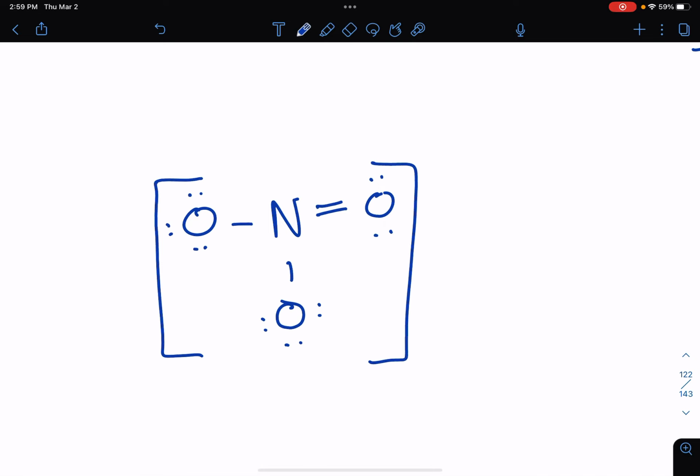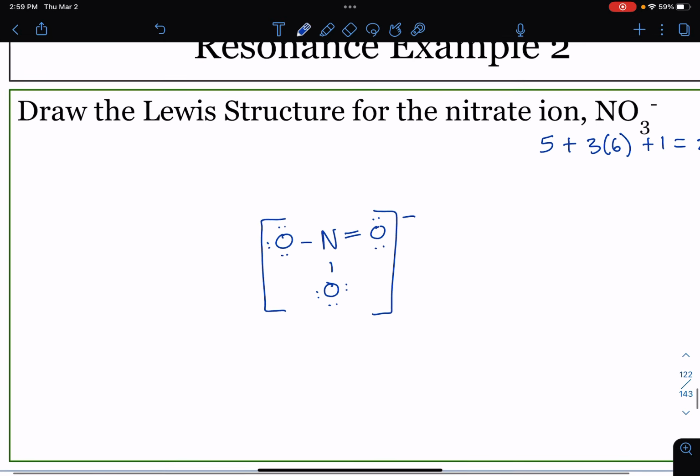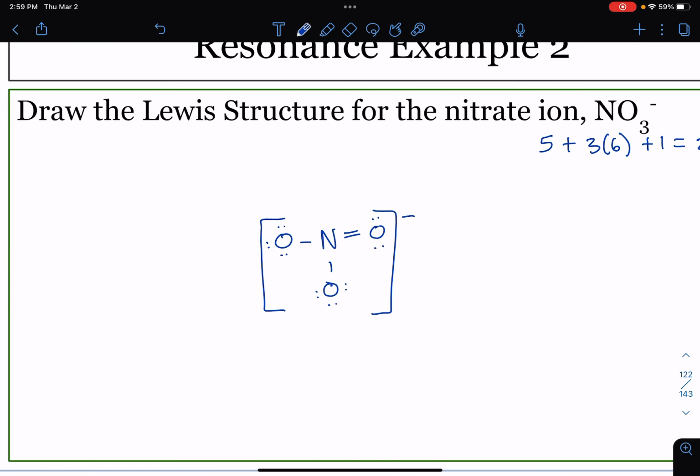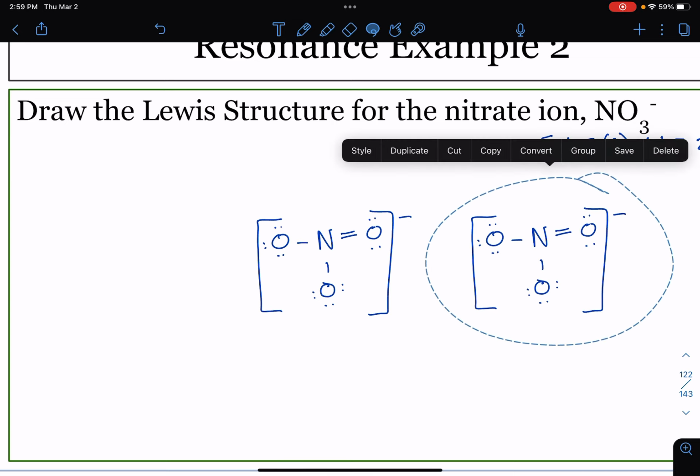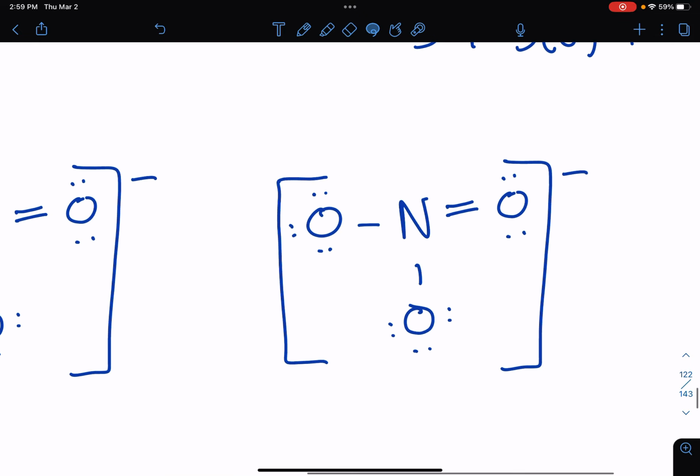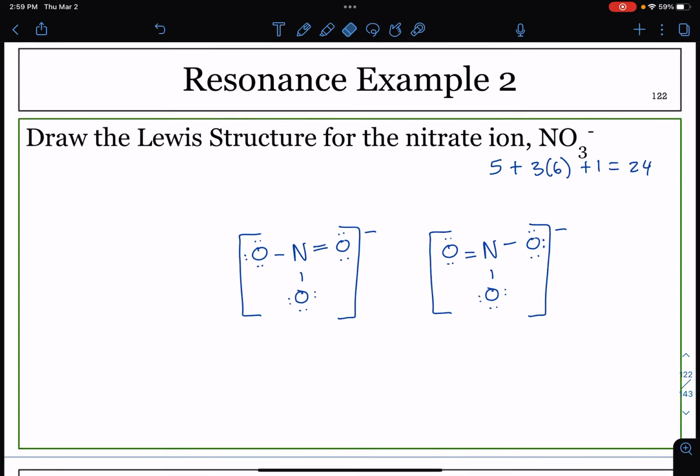Let's close this in with brackets and put a -1 charge. Now let's go ahead and draw this 2 more times with that double bond in the different locations. Because I have technology, I'm going to copy and paste this and then adjust it. So let's put the double bond on the other side. Let's also draw the lone pair here and take the lone pair off of there. The double bonded oxygen needs to have the 2 lone pairs, and the single bonded oxygens get 3 lone pairs.